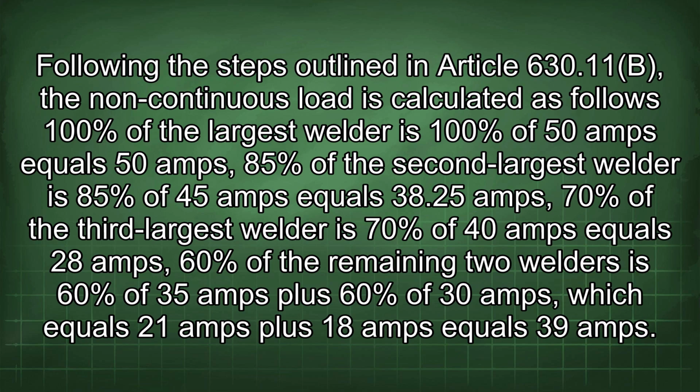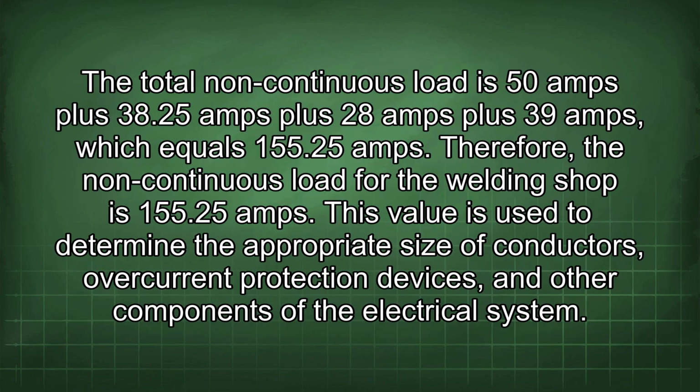85% of the second largest welder is 85% of 45 amps equals 38.25 amps. 70% of the third largest welder is 70% of 40 amps equals 28 amps. 60% of the remaining two welders is 60% of 35 amps plus 60% of 30 amps, which equals 21 amps plus 18 amps equals 39 amps. The total non-continuous load is 50 amps plus 38.25 amps plus 28 amps plus 39 amps, which equals 155.25 amps. Therefore, the non-continuous load for the welding shop is 155.25 amps.